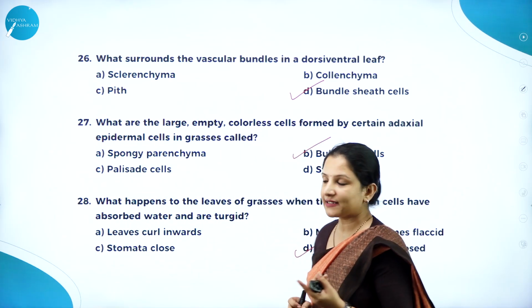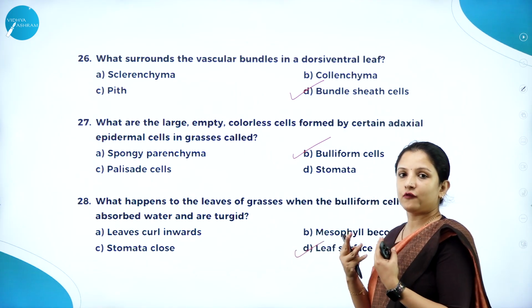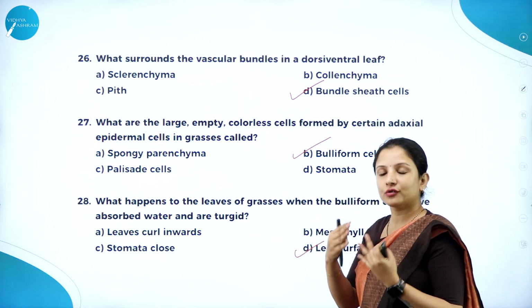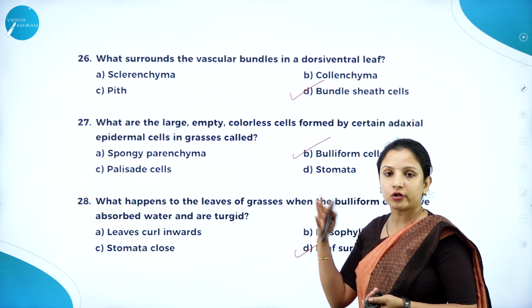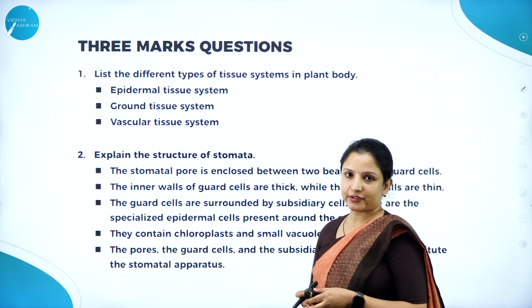Now, when they become flaccid, the leaf curls inwards. That is, when the bulliform cells lose water, they become flaccid and the leaves curl inward, so that too much water is not lost. So, this was about the multiple choice questions.